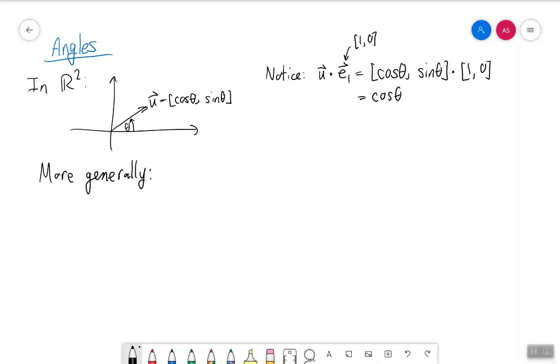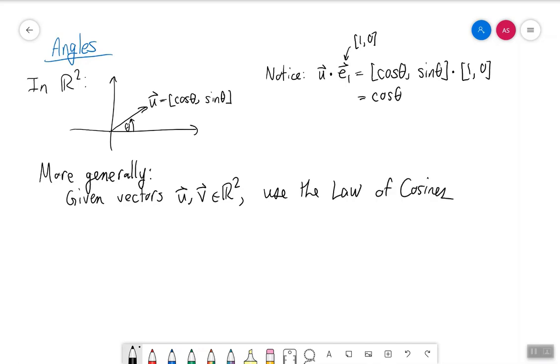if we're given two vectors u and v in R2, we can use the law of cosines to compute u dotted with v is equal to the length of u times the length of v times the cosine of theta. I encourage you to go and actually check this with some examples.